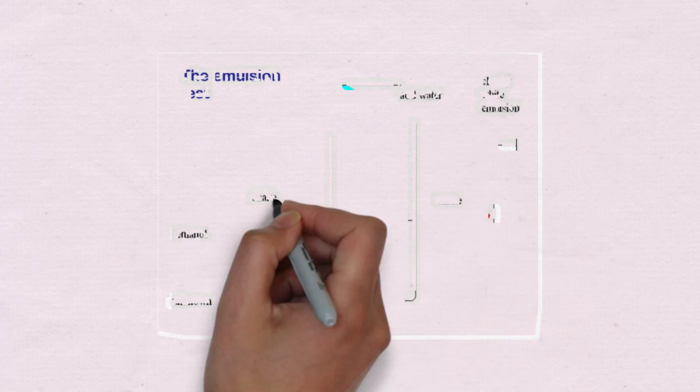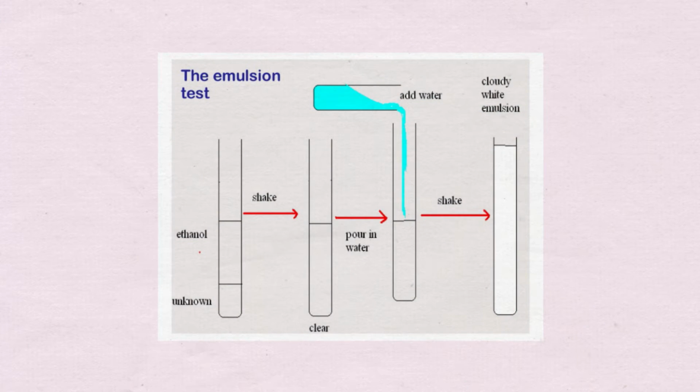To test for lipids, we carry out the Emulsion Test. For this test, there are 5 steps. The first step is that you take a dry, grease-free test tube. Step number 2 is that you place 20 centimeters cubed of the sample and about 5 centimeters cubed of ethanol.